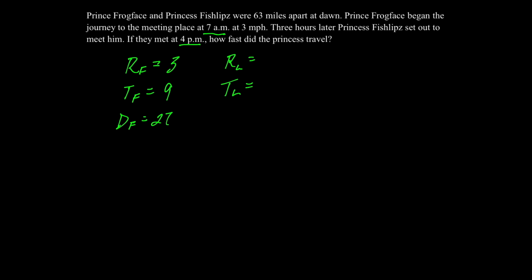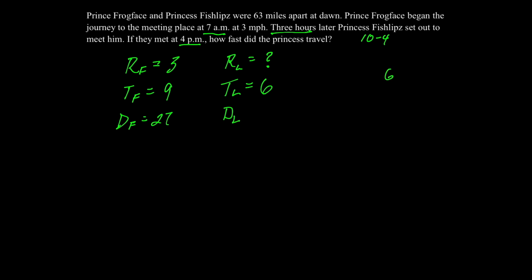So time of Lips is, she set out, let's see, 3 hours later. So she walked 3 fewer hours than he did. So her time was 6 hours, right? She walked from 10 to 4 p.m., I guess. So 10 to 4, 6 hours. So this is what we want to solve for. And I don't necessarily know what her distance is, but I could probably figure it out.